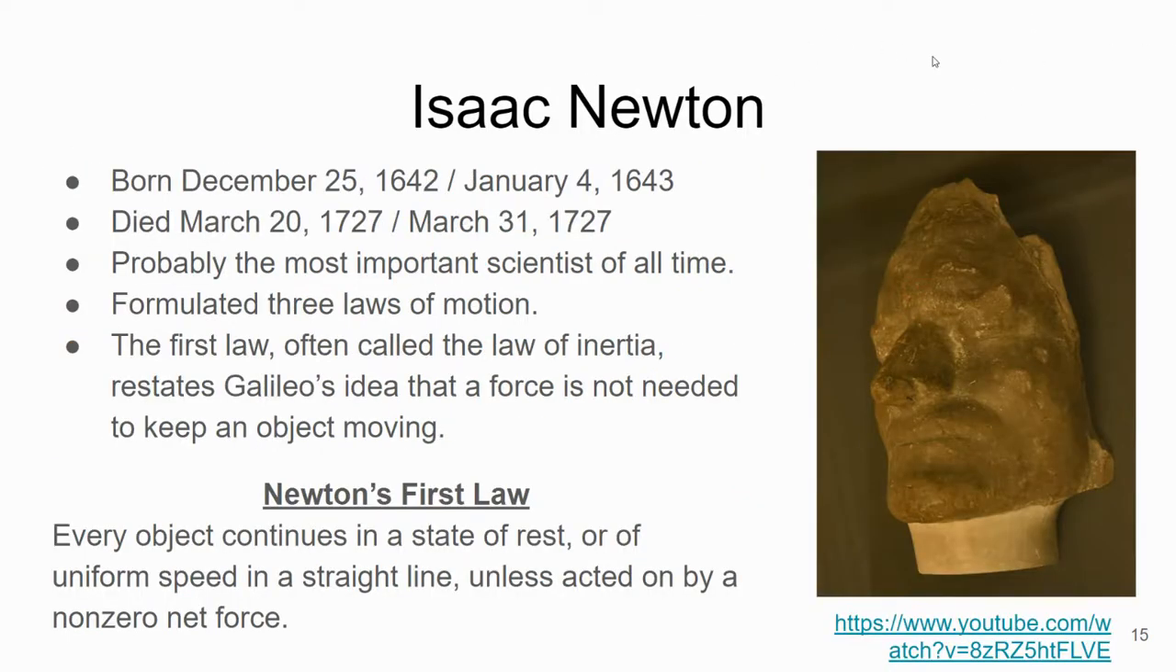Then we get to Newton. Newton is probably the most important scientist of all time. This chapter is really mostly about the ideas of Newton. He did lots of different things. We're going to start with his 3 laws of motion. And his first law, which is often called the law of inertia, is just Galileo's idea. Galileo died in 1642. Newton was born in 1642.